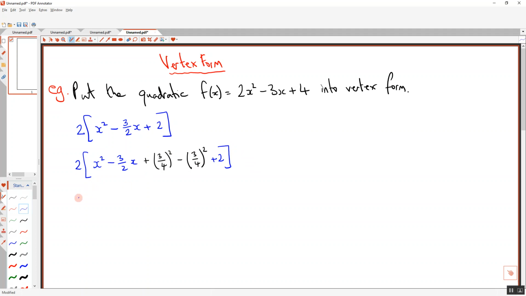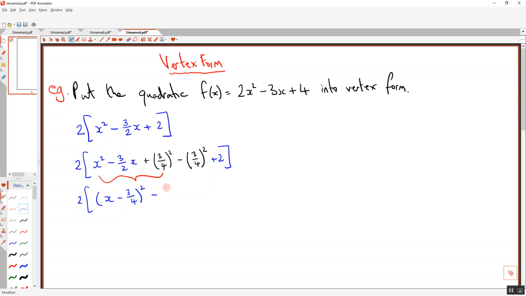Right. Then the first 3 terms combine to give, yes, good, okay, and why is it negative? Because this is negative, okay, good.